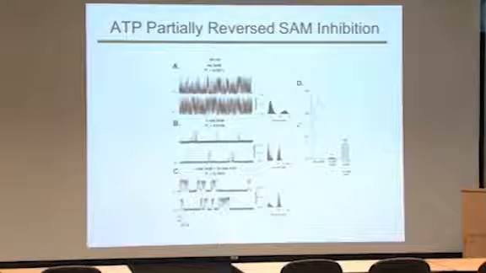Also, the inhibition at positive membrane potentials can also be at least partially reversed by ATP. So here's the channel in control conditions. With the SAM, you see the inhibition, fewer openings. You add ATP, and you get a lot of the openings back. So SAM seems to be working through the ATP binding site.